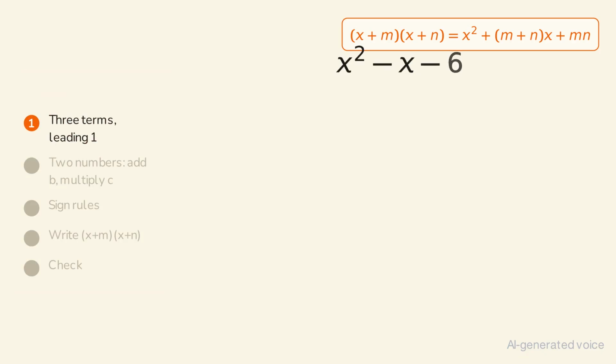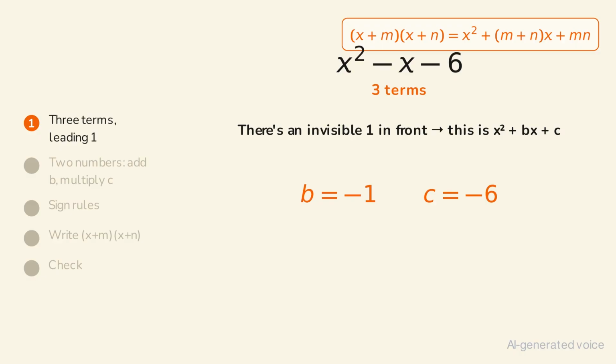We'll factor x squared minus x minus 6. First we count. This polynomial has 3 terms, x squared, minus x, and minus 6. And notice something important. In front, multiplying x squared, there's an invisible 1. That's why this is the case x squared plus bx plus c. Here the middle coefficient b is minus 1, and the right-hand term c is minus 6.